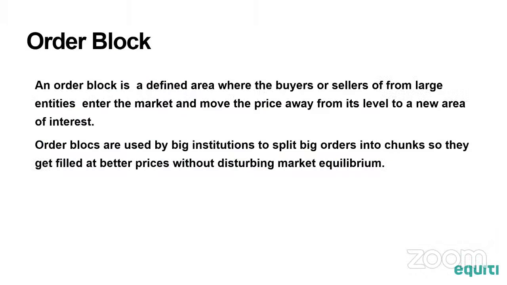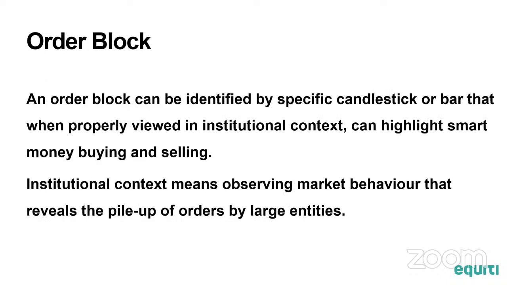So the question is, where can I see on the chart areas where a sudden influx of buyers or a sudden influx of sellers came into the market and drove prices either downwards or upwards? An order block can be identified by a specific candlestick or bar that, when properly viewed in institutional concepts, can highlight smart money buying and selling.